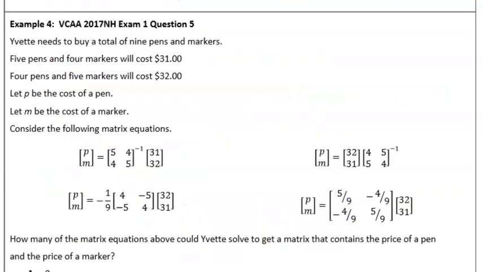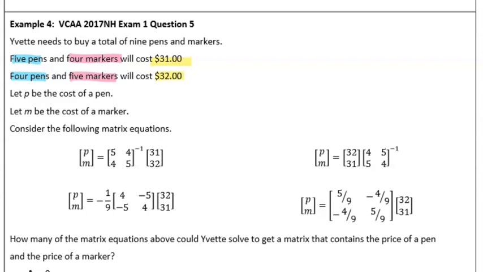So now moving on to some past exam questions. This one from the 2017 Northern Hemisphere exam. And so we're told Yvette needs to buy a total of 9 pens and markers. 5 pens and 4 markers will cost her $31. Whereas 4 pens and 5 markers will cost her $32. So let P be the cost of a pen, M be the cost of a marker. We're asked to consider the following matrix equations and decide how many of these equations could Yvette use to solve to get a matrix that contains the price of a pen and the price of a marker.